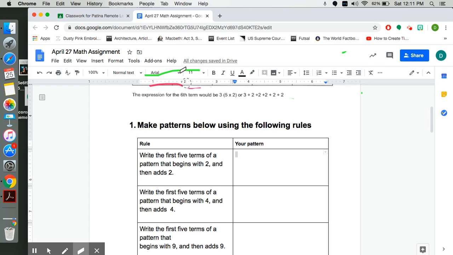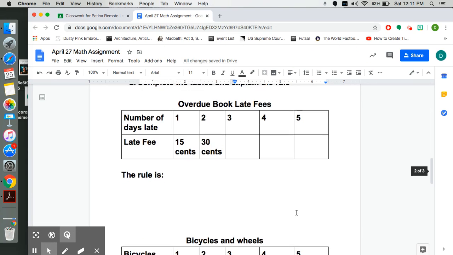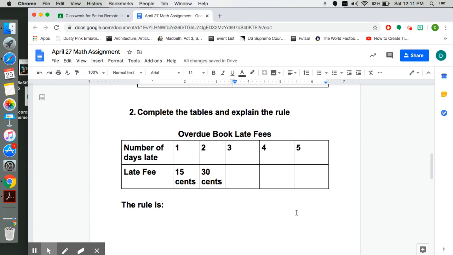Okay, so now that you've written your own patterns and you can kind of see how it works, you are going to try and figure out what the pattern is in these tables. Then you're going to explain what the rule was or what the pattern was. What were they doing to the numbers every single time?